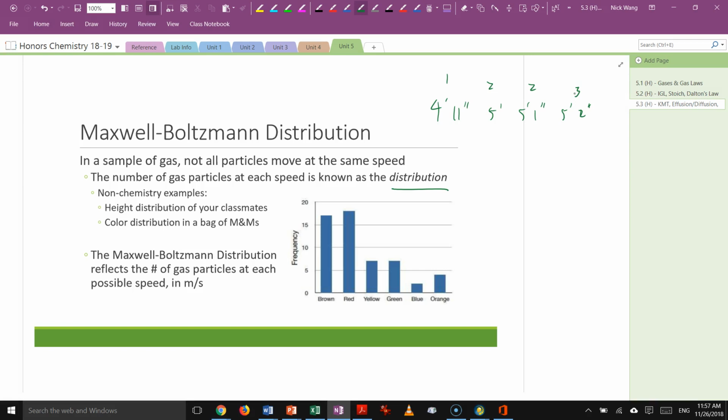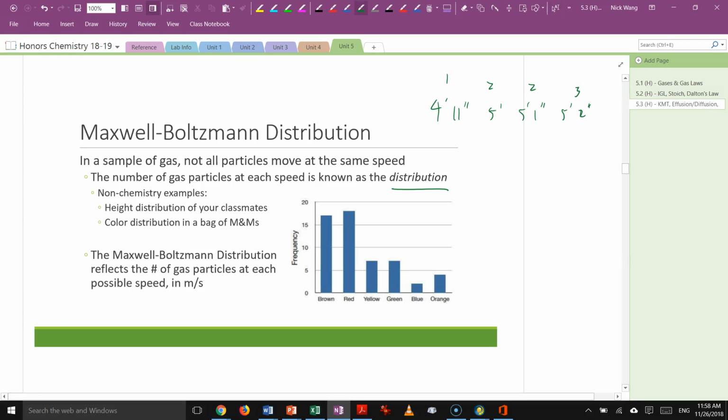Or the color distribution in a bag of M&Ms. You have brown, red, yellow, green, blue, and orange M&Ms, and you count how many there are of each one. So this is a frequency showing you, by the height, about how many there are, and the colors are listed across the bottom. Now, when it comes to the Maxwell-Boltzmann distribution, this is not about M&Ms and people's heights, but really about the number of gas particles at each possible speed.